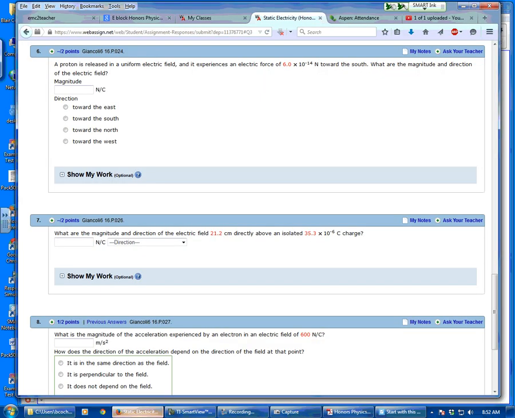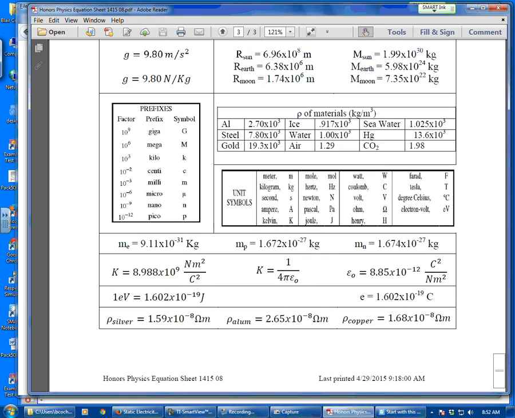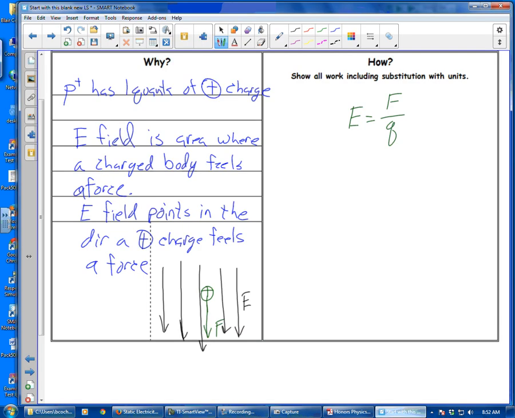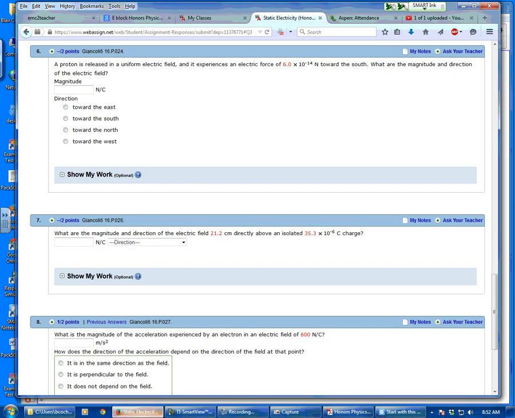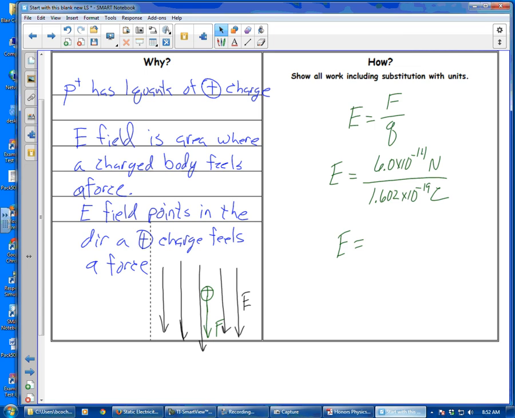And I know the force, 6.1 times 10 to the minus 14 newtons. I know the charge because, as I said in my Y, it's 1 quanta. And I know from my facts that 1 quanta is 1.602 times 10 to the minus 19. So I have that the electric field is 6.0 times 10 to the negative 14 newtons, and it's on 1 quanta, so 1.602 times 10 to the minus 19 coulombs. And I find how strong my electric field is.